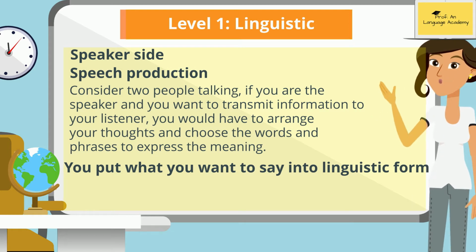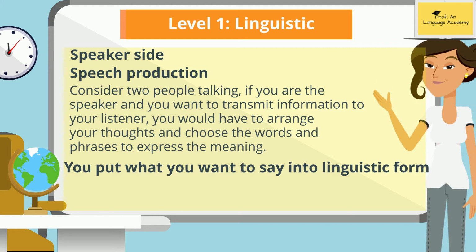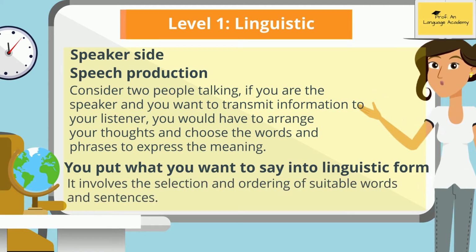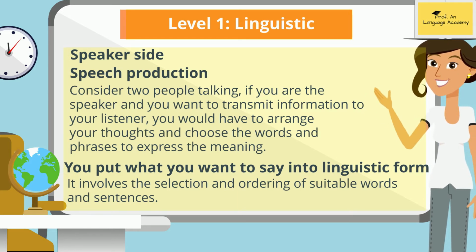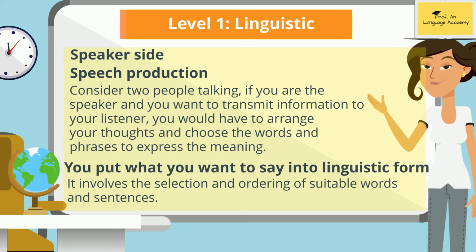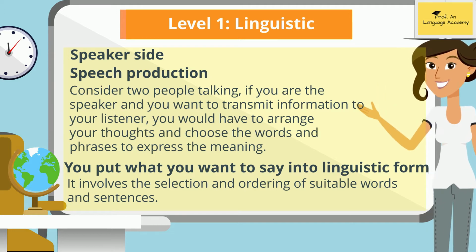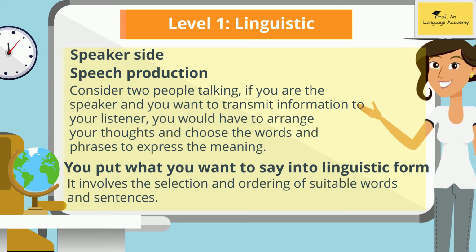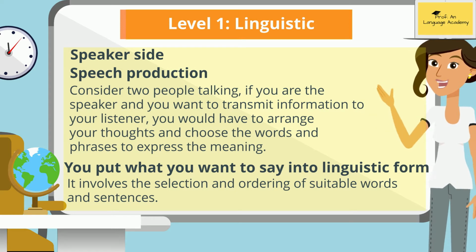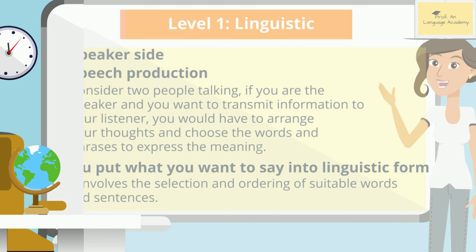The brain chooses the words and gives the phonetic and intonational forms. It involves the selection and ordering of suitable words and sentences. It also processes the speech acts. The speaker may say, "Somebody is knocking," to instruct the listener to open the door. The listener focuses on the meaning that the speaker is trying to convey instead of encoding the utterance directly.